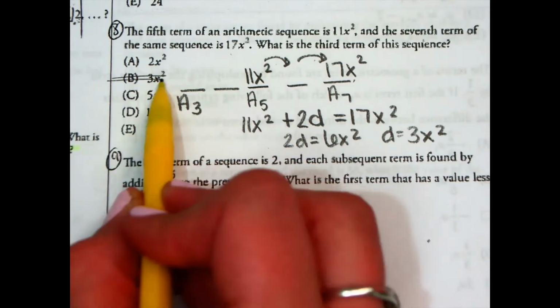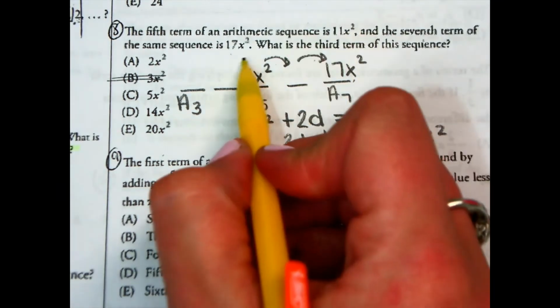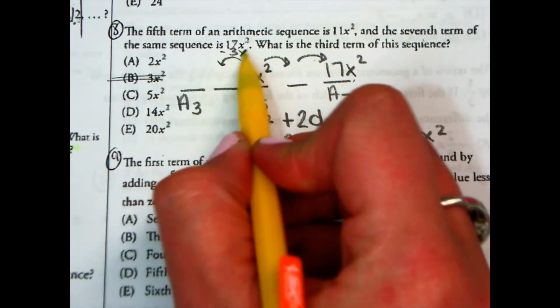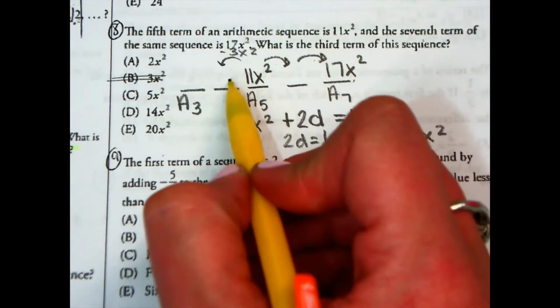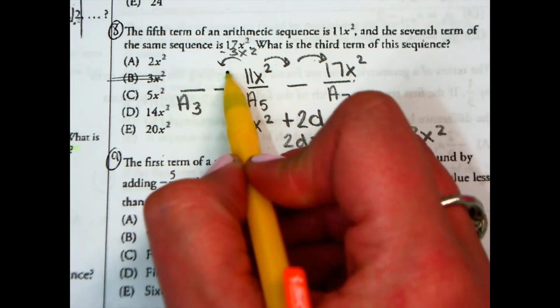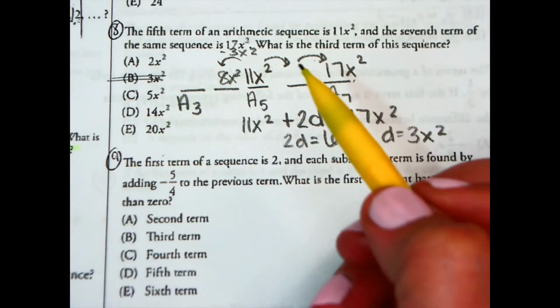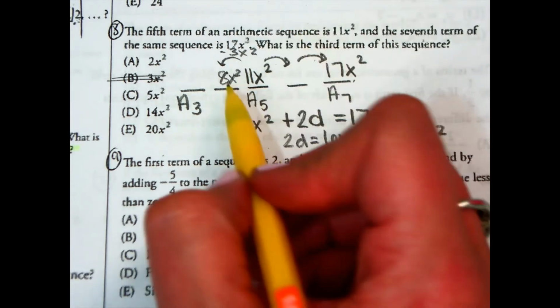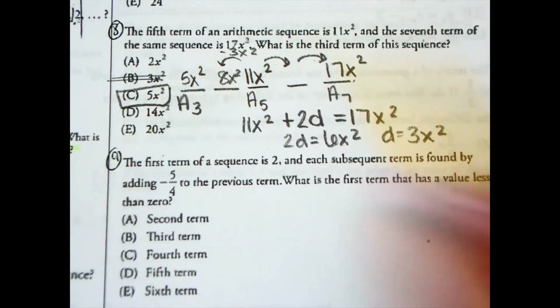It is not option B. Okay, that is just what the common difference is. However, to get down to the 3rd term, I would subtract 3x squared. Well, when I subtract 3x squared, so 11 minus 3 is 9. No, it's not. It's 8. 8x squared. I'm so sorry, guys. When I subtract 3x squared again, I end up with 5x squared. So the correct answer is C. So you just have to find the common difference to figure out how to get to each term.